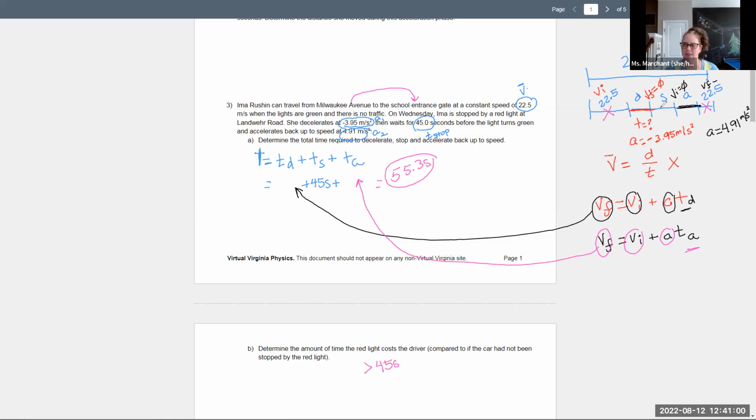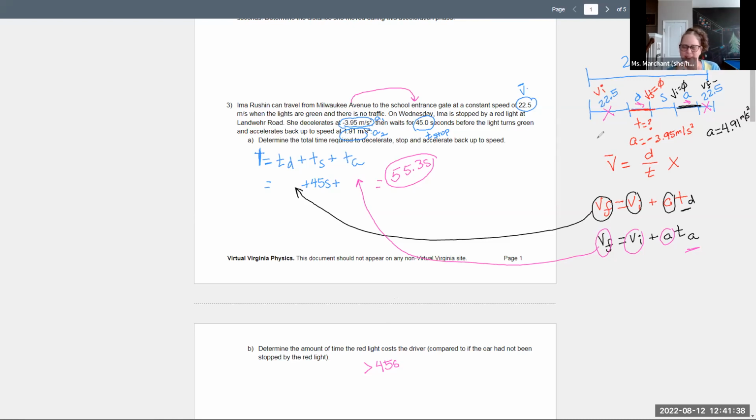Why do I know that? Because the red light's going to be 45 seconds, and then there's going to be a small portion from the decelerating and the accelerating. But I'm not just going to put 55.3. Why? Because at that time, they were still traveling. So you can't just say it's going to be 55.3 seconds, because we were still progressing, and for a teeny tiny bit of that, we were still at 22.5. So we have to go a step further when we're doing this.